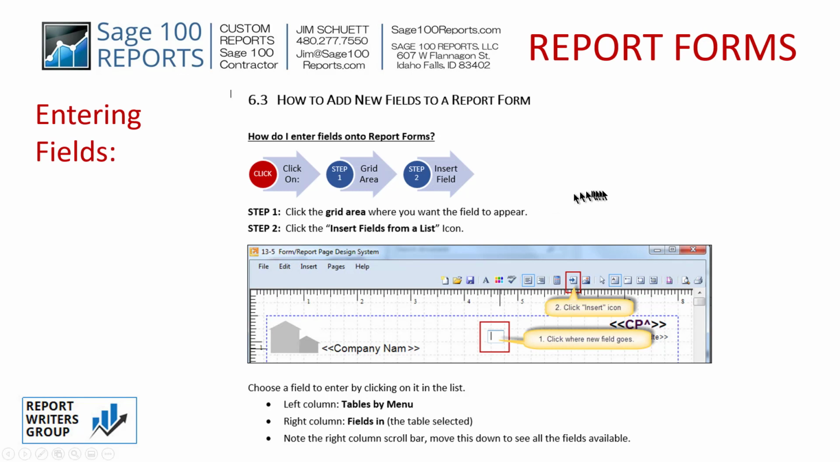Now let's talk about entering regular type fields into your report form. So how do you enter fields into a report form? You click in the grid area where you want the field to go. It's just like the custom report area when you're filling in fields there. It's just like that here too. So you click in the grid area where you want the field to appear. Then you click Insert Fields from a list. So right here, and from there you choose a field to enter by clicking on it in the list.